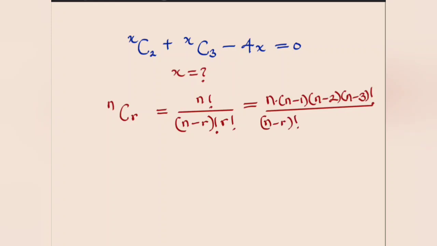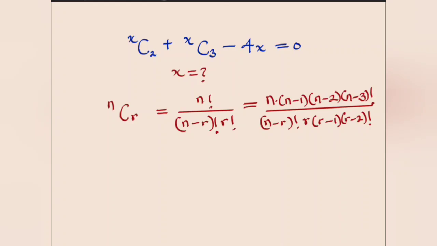We can decide to express that further as well. Then r factorial, and r factorial is also r multiplied by r minus 1, multiplied by r minus 2, and so on and so forth. So that is the definition of factorial there.